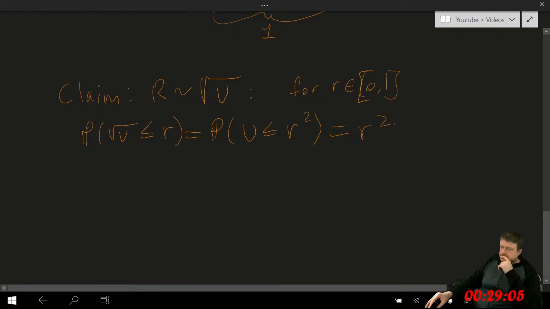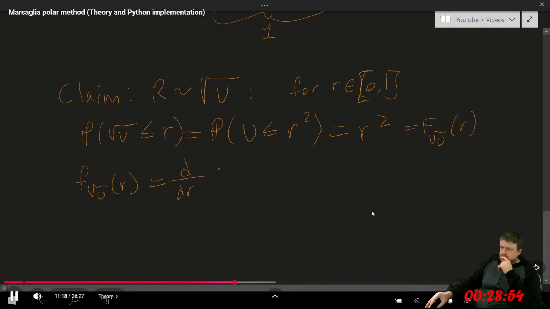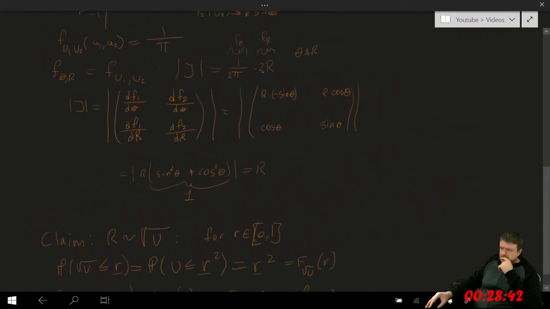This would be equal to r squared. This is the CDF of u, or this is the CDF of square root of u, taken at r. So to get the density of square root of u at r, you have to take the derivative with regards to r, which will then be 2 times r. But this is exactly equal to the density of large R taken at r, because we found up here that this density is 2 times r. I should have used a small r here.